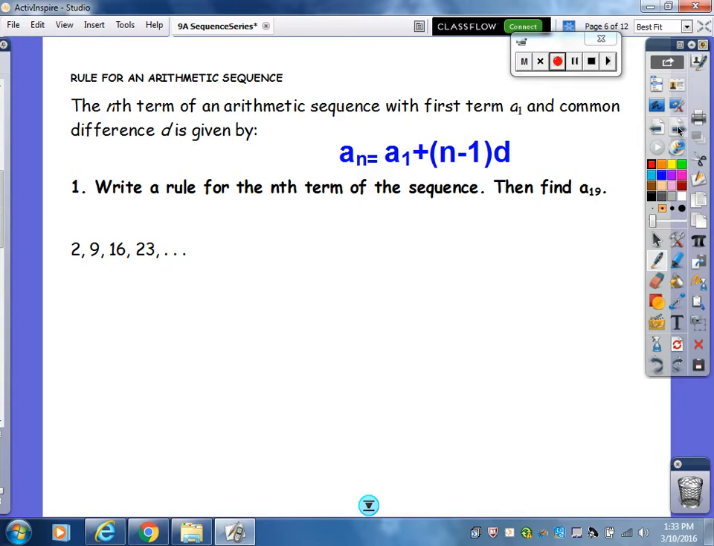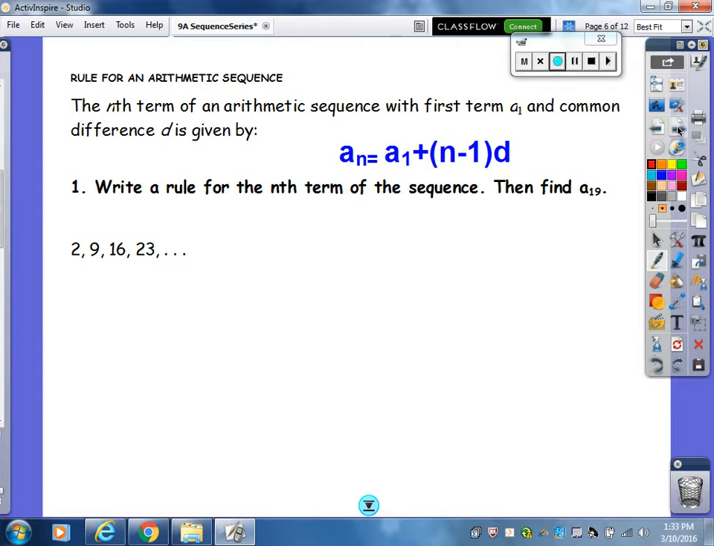All right, we're finding the rules of an arithmetic sequence. The nth term of the arithmetic sequence with the first term a sub 1 and a common difference of d is given by the following formula. So a sub 1 is the first term, n is the number of terms, and d is the common difference. We want to write a rule for the nth term of the sequence, and then we want to find the 19th term. So we're going to do two separate things here. We're finding the rule, and then we're going to find a specific term.